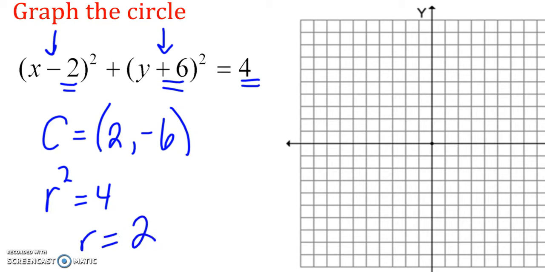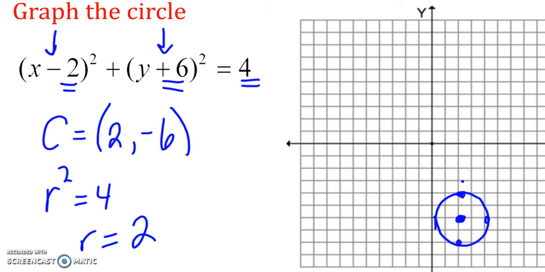So now when I graph this, my center is going to be at over 2, down 1, 2, 3, 4, 5, 6. And I'm going to go up 2, over 2, down 2, left 2, and then that's where my circle is going to be. And that's it for graphing.